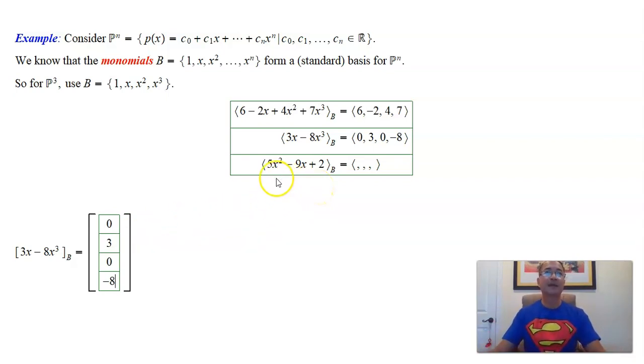Okay, speaking of correct order, what happened to 5x squared minus 9x plus 2? Well, this is usually how we write polynomials, okay, from highest to lowest power, okay? So, if you want the coordinates with respect to this B, then you will need to put them in the correct order. So, 2 followed by negative 9 followed by 5. And there's no x cubed, so we put a 0 at the end.